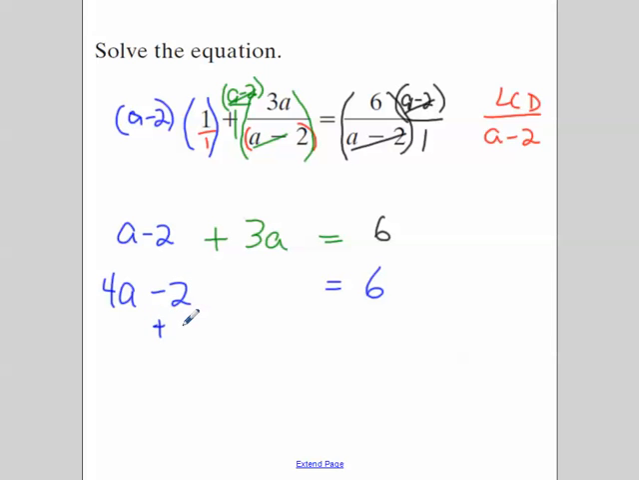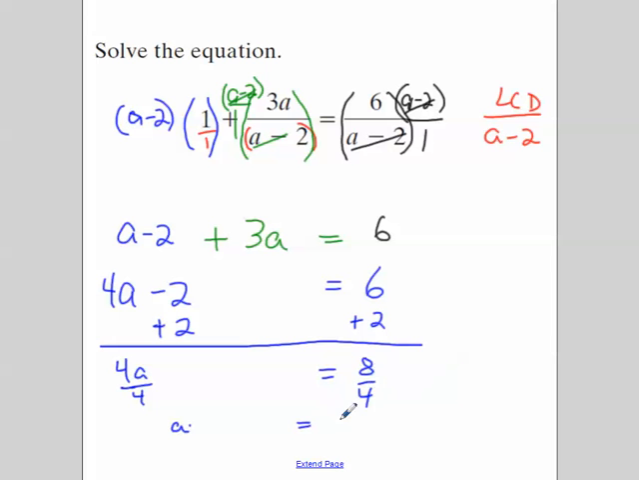Let's see, now we combine like terms. We combine like terms on the left, and now we have to move the variables to one side, numbers to the other side. Variables will stay on the left side, numbers go to the right side. 4a doesn't change, plus 2, minus 2 goes away, equals 6 plus 2, 8. 4a divided by 4 on each side gives me a equals 8 divided by 4, 2. And now, should be done. But now what have we not done? What have we forgotten to do?